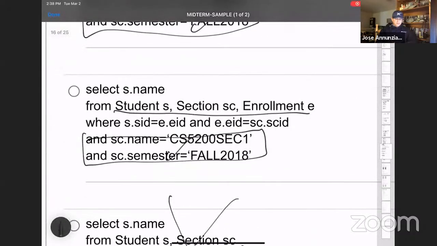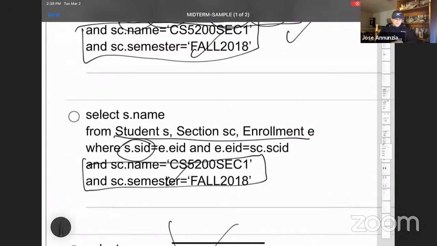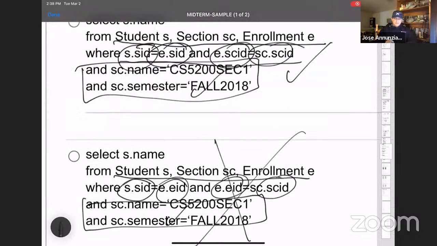What about over here? We're joining student with the enrollment ID. That makes no sense. And then the enrollment ID with the section ID. That makes no sense. So this is no good. So we're going to keep the first one.